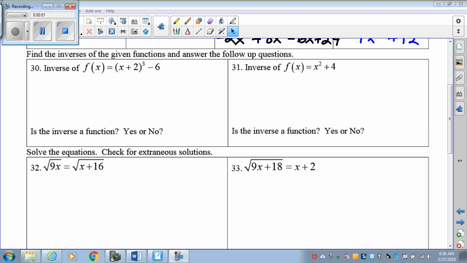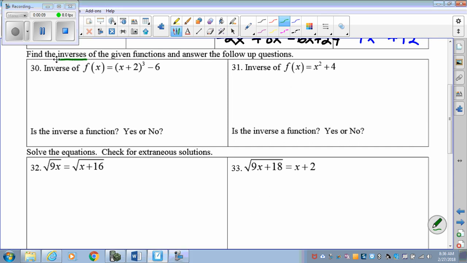Okay, so now we're going to find the inverse of the functions. We'll do it using algebra first, and to find the inverse, remember you switch the domain and the range. So we switch the x and the y. So this f of x means y. So instead of y, I'm going to put x equals, and instead of x, I'm going to put a y. All right, I'm switching my x and my y.